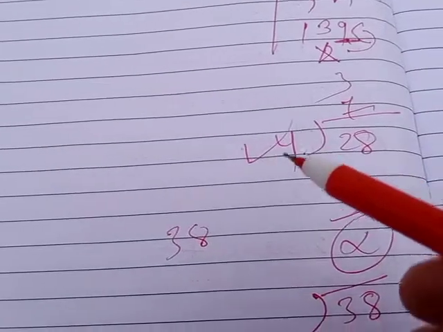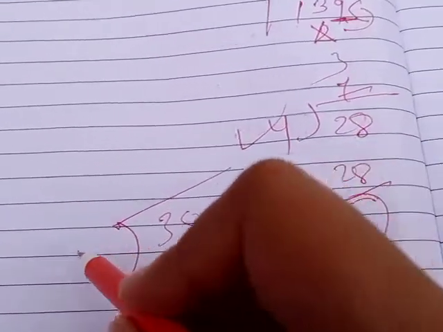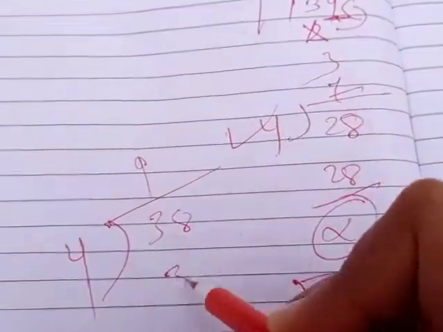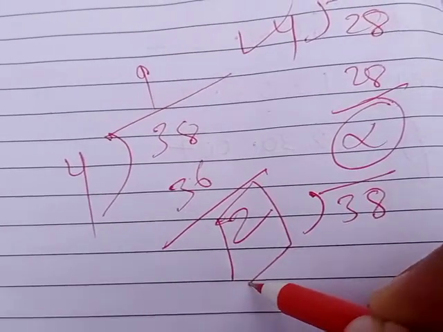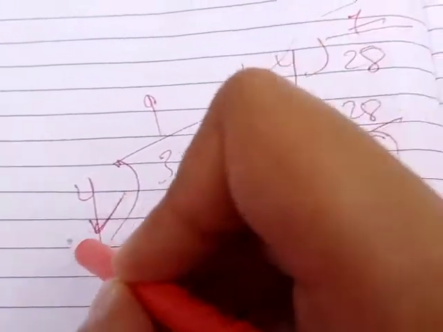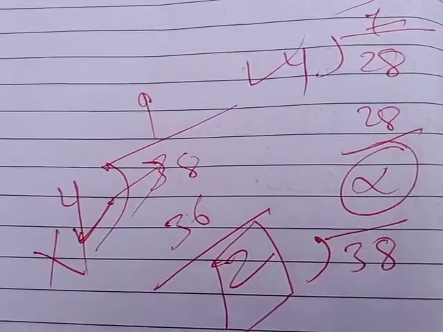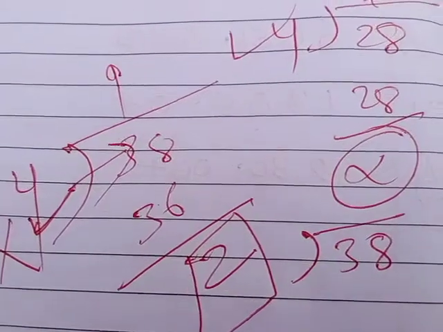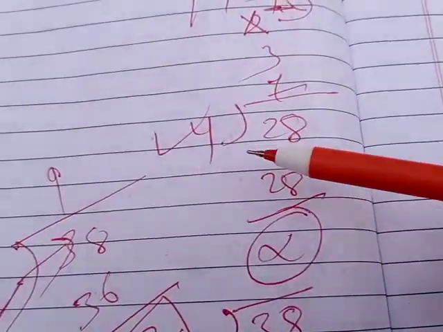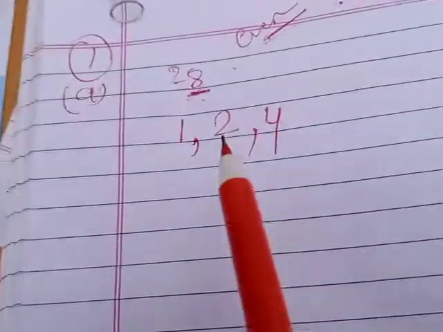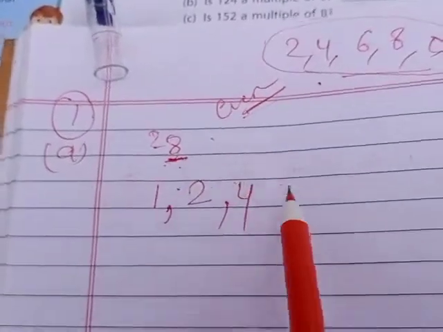For saying 4 is a factor of 38, what do we have to do? We have to divide this 38 by 4. 4 9s are 36. 2 is the remainder. So, when 2 is left in the remainder, 4 is not a factor of 38. Clear? So 4 is considered a factor of some number when we have nothing left in remainder. While dividing 28 by 4, we get 0 in remainder. That means 4 is also a factor of 28. Clear? Like this we write the factors.